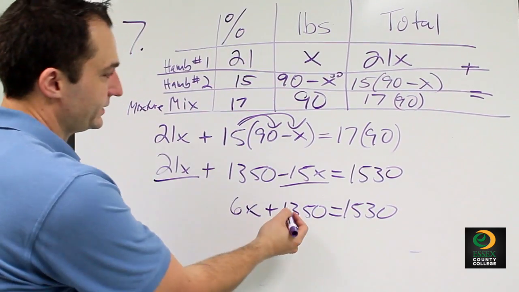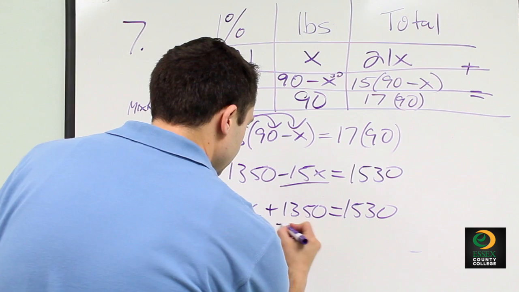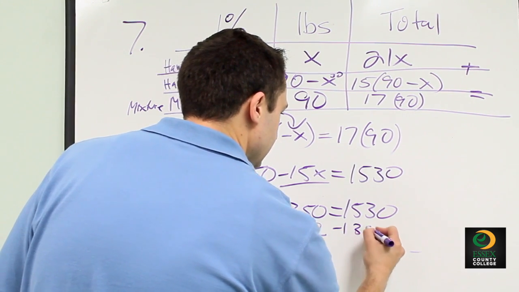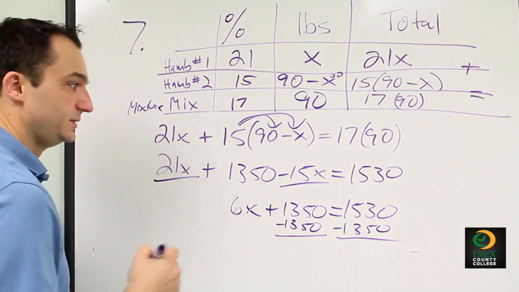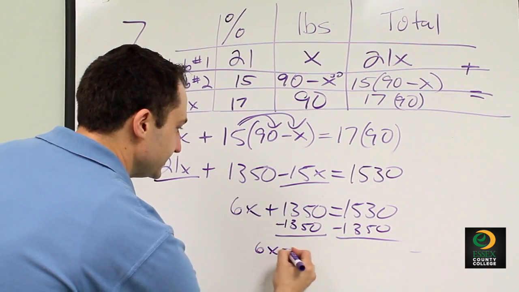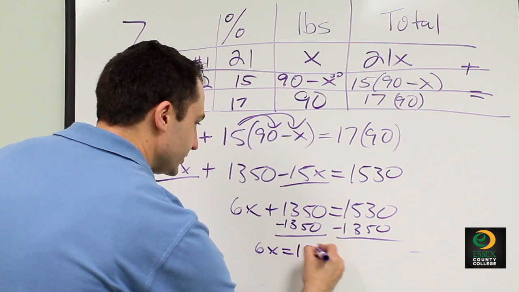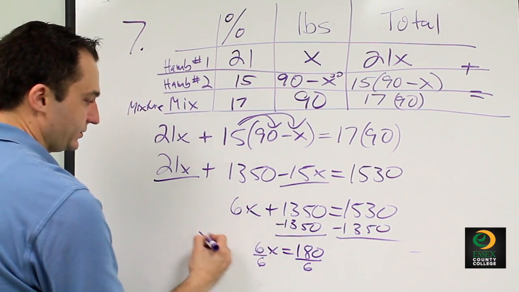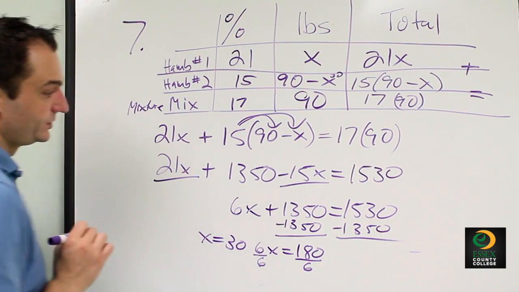So the next step would be to move the 1350 over to the other side, so minus 1350 and minus 1350. So we're left with 6X is equal to 180. Then you're going to divide by 6 and divide by 6, so X is equal to 30.